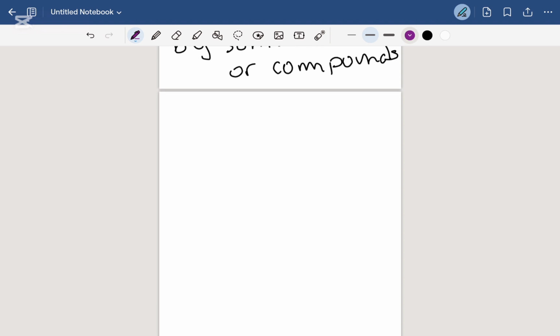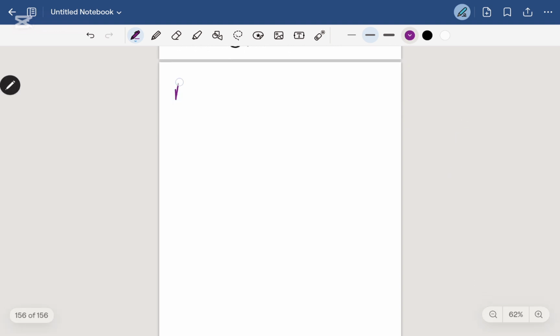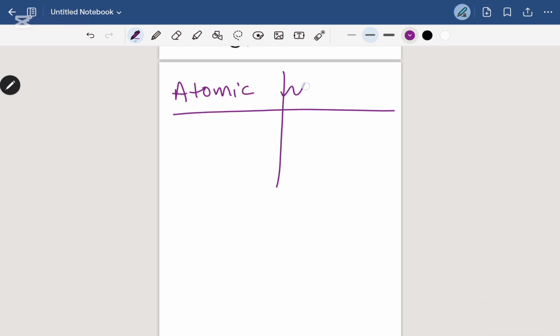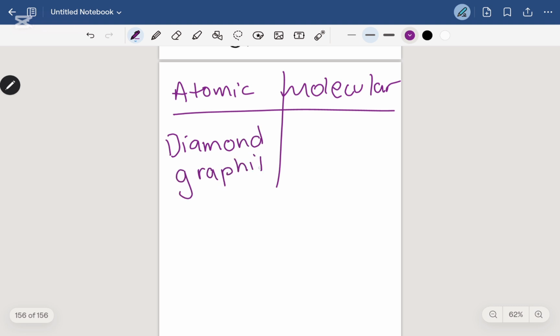We are gonna talk about the two types of network solids. We have atomic, so the basic unit is an atom, and we also have molecular, so the basic unit is a molecule. Now, like atomic, for example, we have diamond and graphite because they are both carbon. Molecular, for example, we have sand, SiO2, quartz, and whatever, etc.